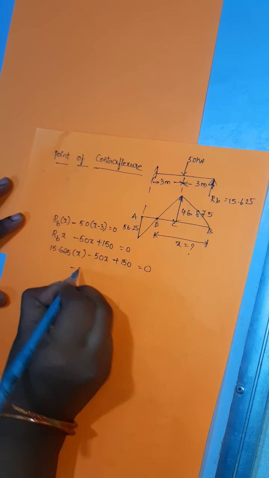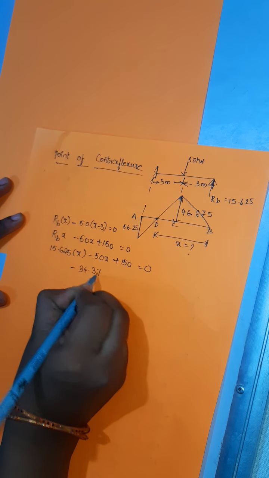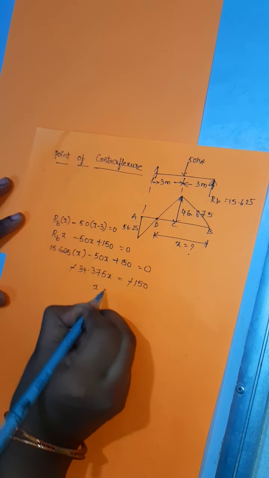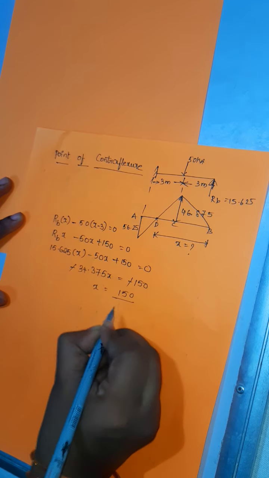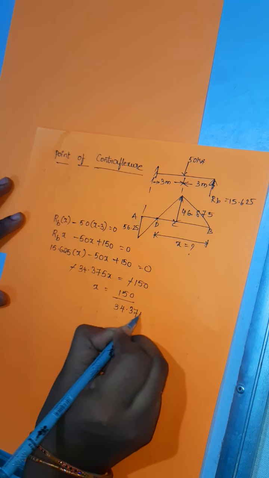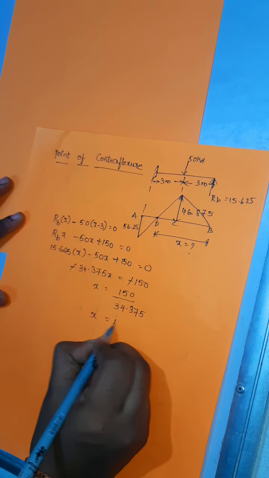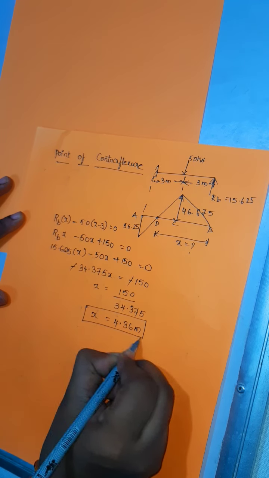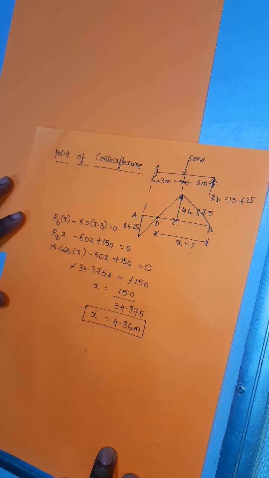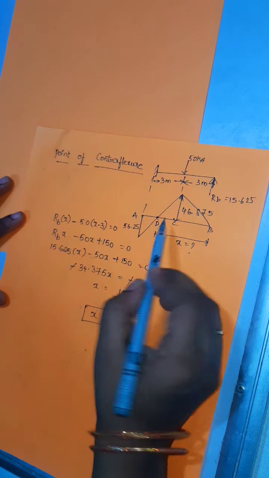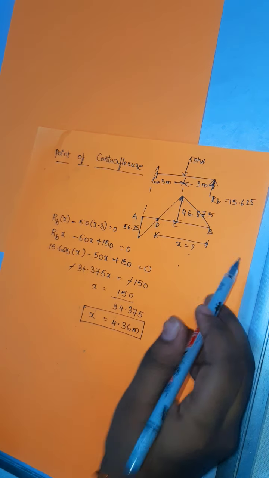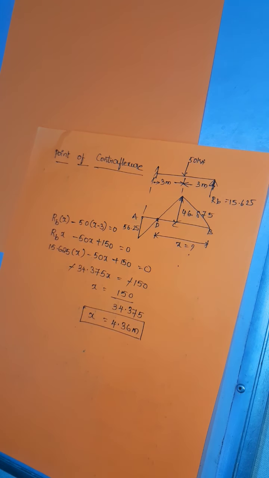Taking the X value, 34.375 X is equal to minus 150, you will get this only. X is equal to 150 divided by 34.375. So I got the X value. The distance X is 4.36 meters. This is my distance from the point of flexure to the free end. X is equal to 4.36 meters. Okay. I think everyone has understood this problem.